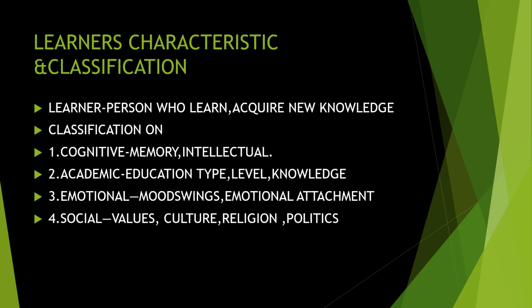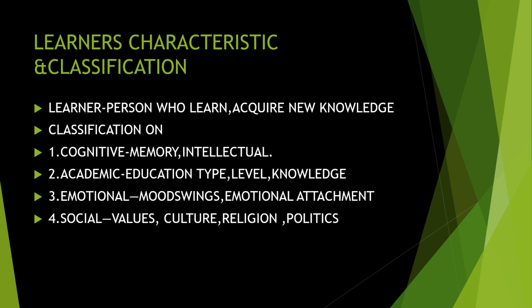Next is the academic level. Academic level means the education type or the level in which the student is placed. That is, the previous knowledge of the student is an important part of teaching them. Only when we know what they already have are we able to teach them the next level. So we have to know which level they are at now, whether lower level, higher level, or advanced level. We have to know the academic background of the learner. That is the second characteristic we have to keep in mind.